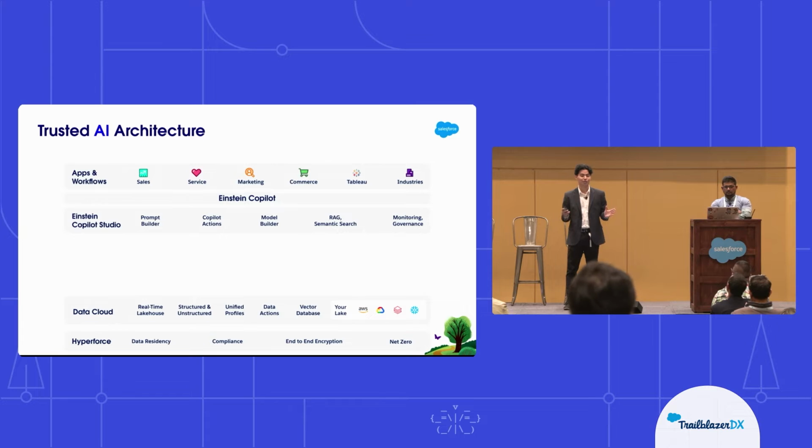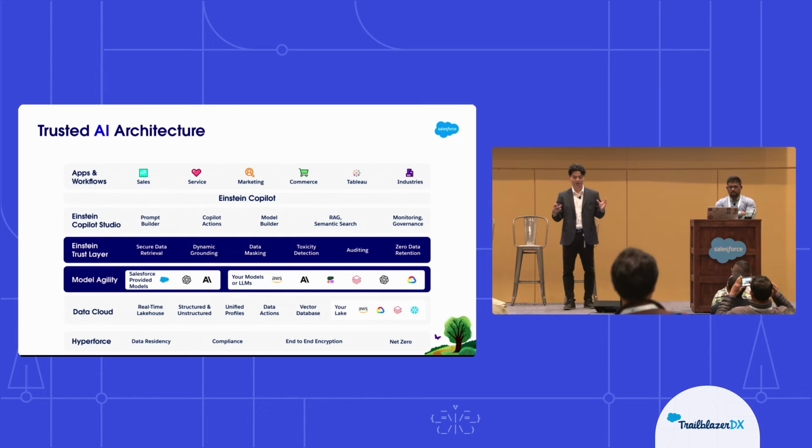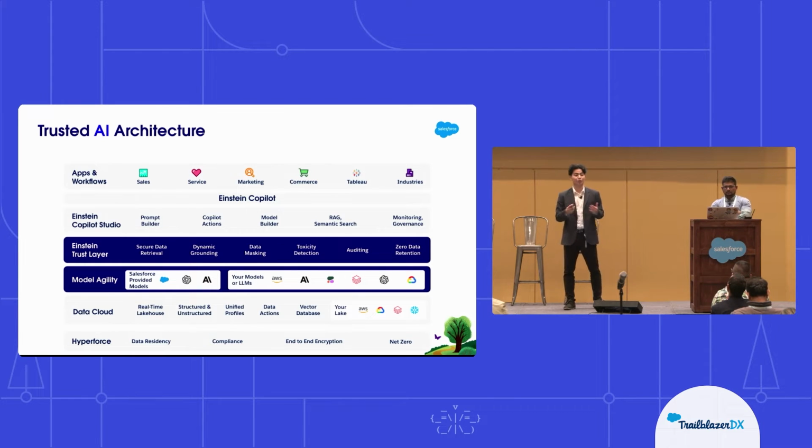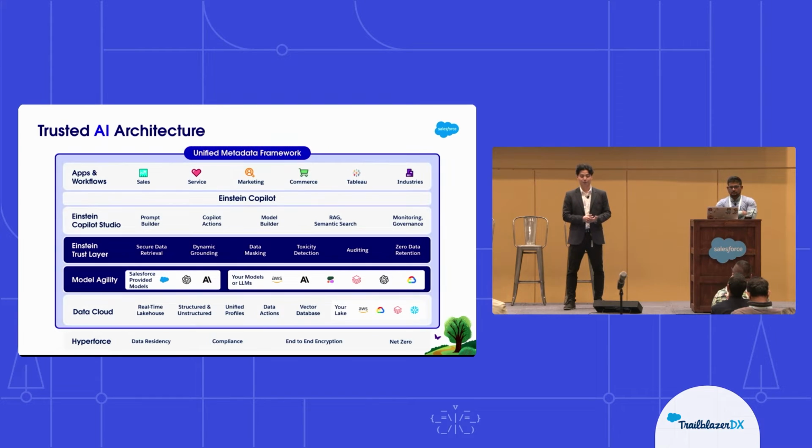What you just saw was kind of the middle layer, our Einstein trust layer and the model agility, which is abstracted away from you as developers, so you can focus on calling the APIs and focus on building great custom applications. To top it all off, this isn't a new architecture stack. It's built on our very same unified metadata framework, allowing you to unlock and connect your app from any application.